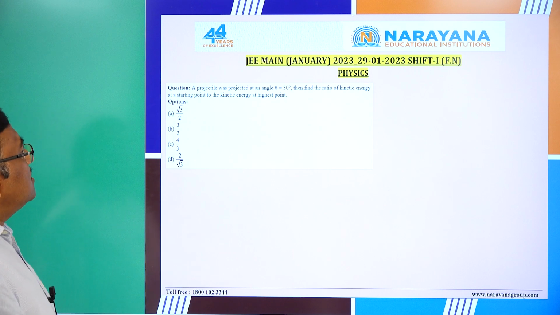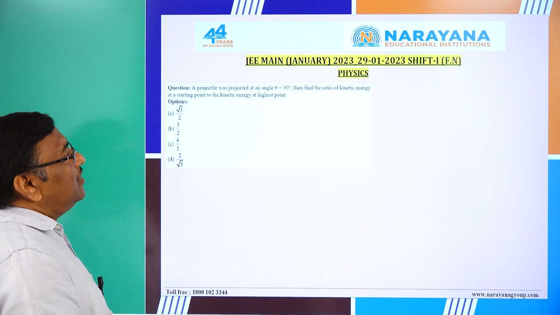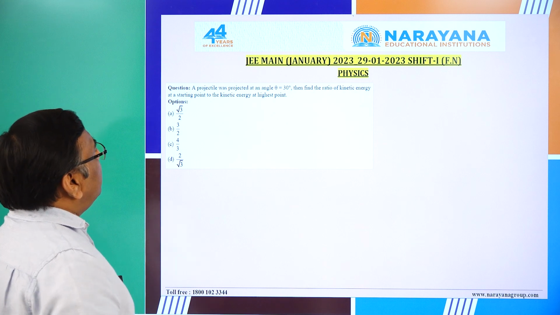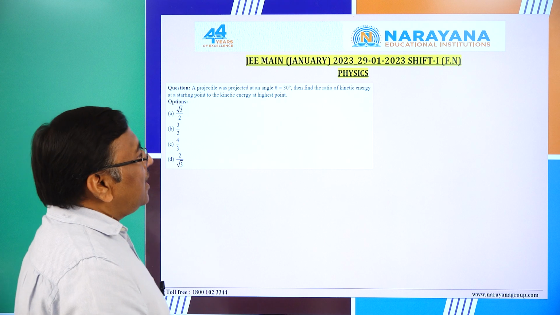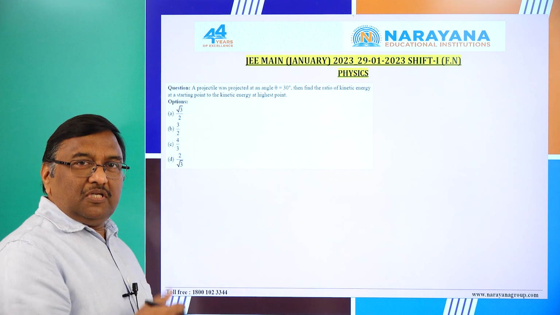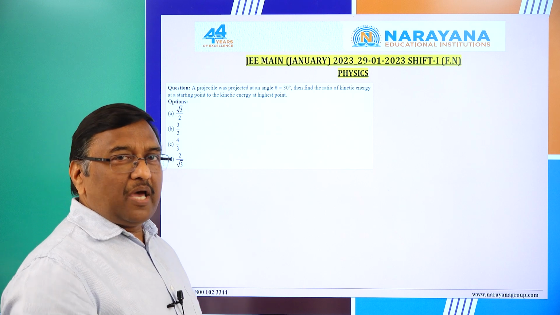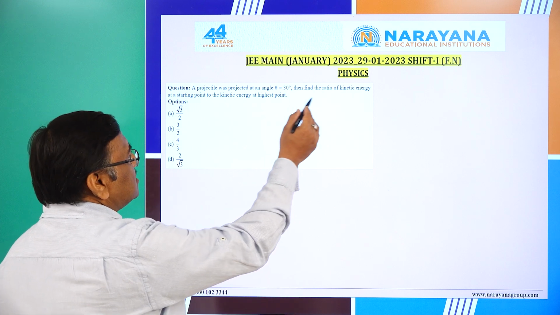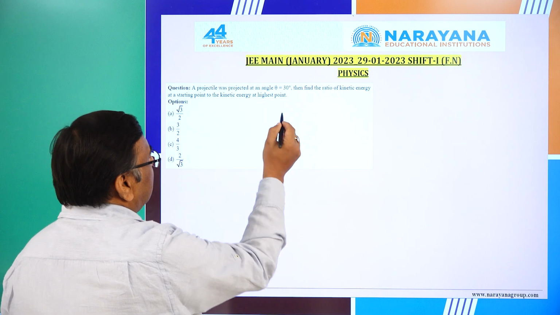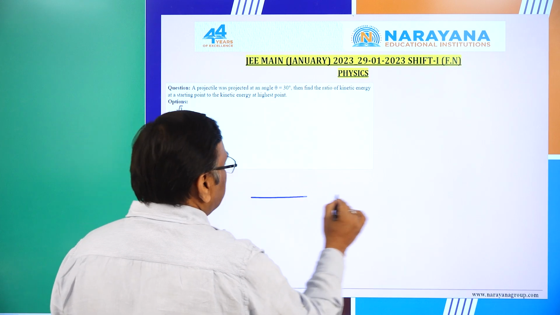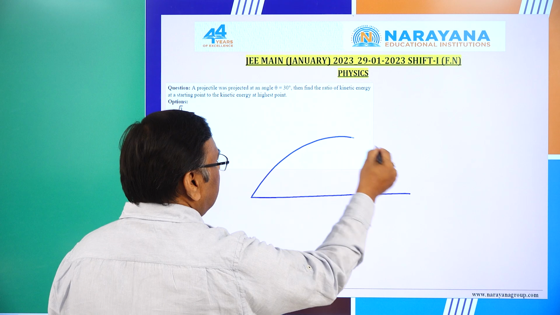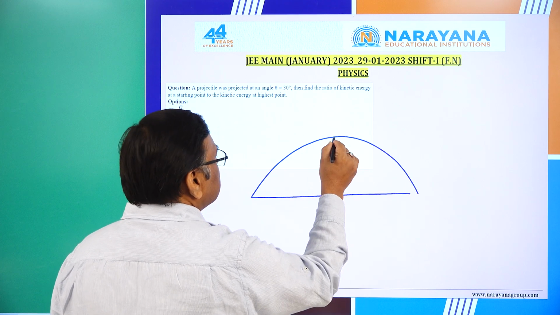The first question, as you can see, is: a projectile is projected at an angle theta equal to 30 degree, then find the ratio of the kinetic energy at the starting point to the kinetic energy at the highest point. Obviously this question is from projectile motion, that is motion in 2 dimensions, and this is the easiest question. As you know, once the body is projected under gravity, there is no horizontal force on the body.